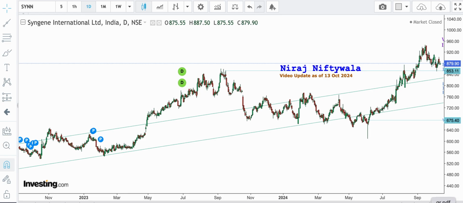This is a pure technical viewpoint. This is not any kind of a buy or a sell indication that I am giving over here. Do not take any trade basis what I am talking over here.